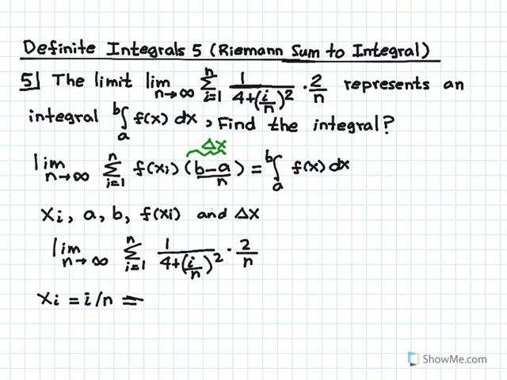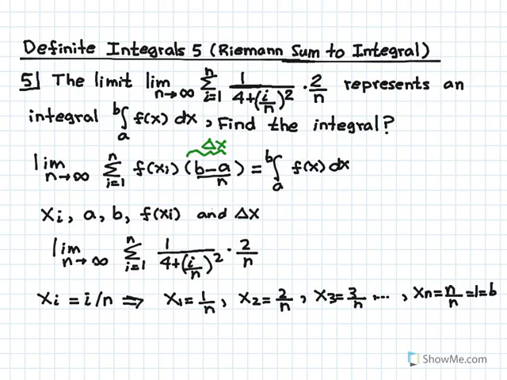So if we plug in i equals 1, we get x1. That's 1 over n. If you put i equals 2, that gives us x2. It's 2 over n. i equals 3, that gives us x3. That's 3 over n. And i equals n, that gives us xn, the last x value, which is really b. n over n equals 1, that's equal to b.